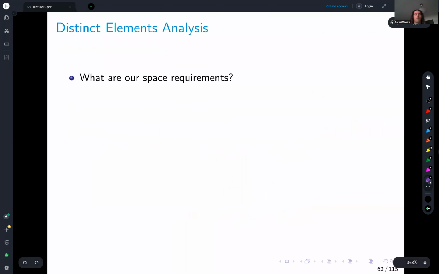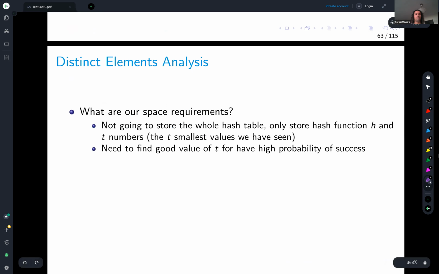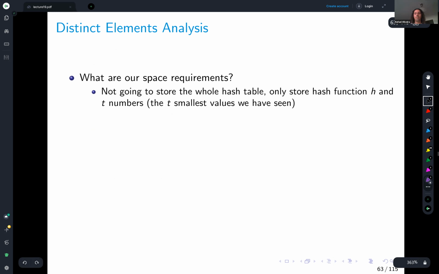Perfect. So, all right, now here's the question: what are our space requirements? Let's cut this down because this is the easy part. Well, we're not going to store the whole hash table, remember? So we only need to store the hash function and t numbers, which are the t smallest values we have seen, right? So how much space does this give? Well, we're going to store t numbers, right? So these are t numbers in 0 up to m cubed. So this is roughly O of t log m bits.